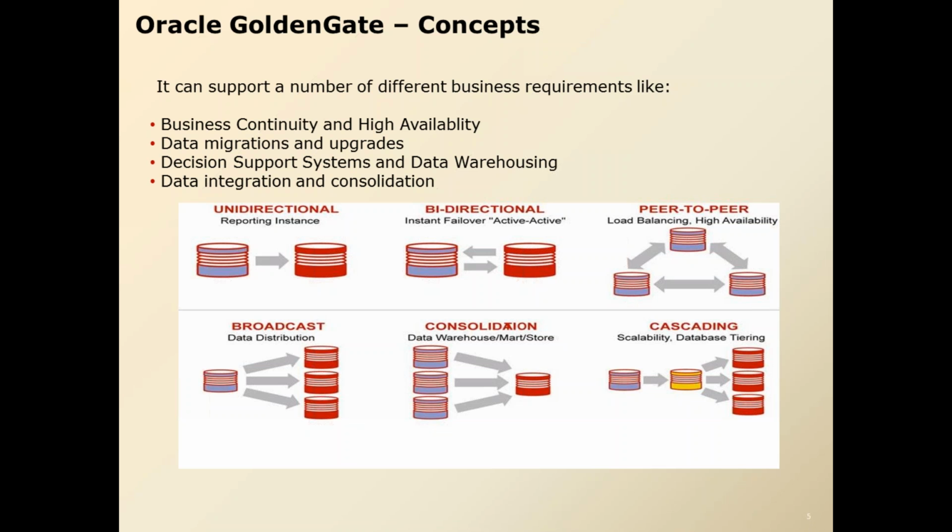Also, you can consolidate the data in your environment, for example in a data warehouse, data mart, or data store. So you have multiple sources and data is replicating to a single target. On the source you have 100 tables, for instance, and you are replicating the data to a single target. Or you can use Goldengate for cascading purposes, that is scalability or database tiering. Many times you may not be allowed to install Goldengate on the primary server, so you can install Goldengate on an intermediate server and from there it will be replicated to the target.